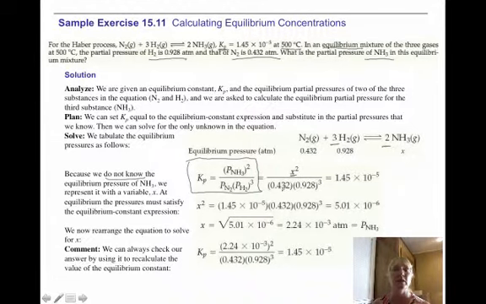I was given the partial pressure of the nitrogen. I was given the partial pressure of the hydrogen. On these types of problems, the most common mistake is math. You forget to cube or square something. You get an answer that's X squared, and then maybe you forget to take the square root. So at this point in time, it's simple math.